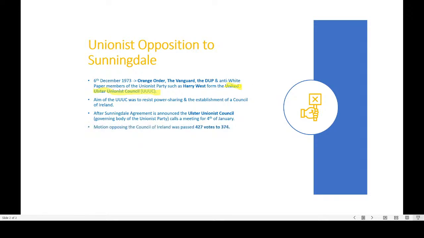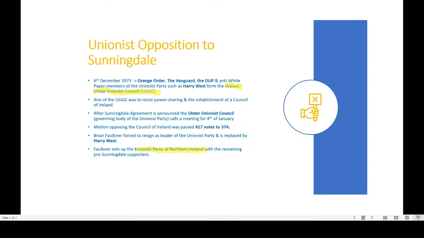A motion opposing the Council of Ireland was passed 427 votes to 374 votes, and as a result of this motion, Brian Faulkner was forced to resign as leader of the Unionist Party and was replaced by Harry West. So we can see Harry West may be a little bit more on the extreme end of unionism. As a result of this, Faulkner goes out on his own. He sets up the Unionist Party of Northern Ireland. Very confusing, I understand that. Lots of different acronyms and words here, with the remaining pro-Sunningdale supporters.